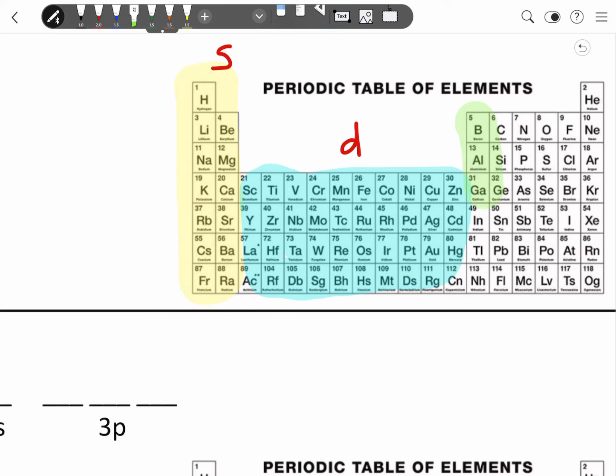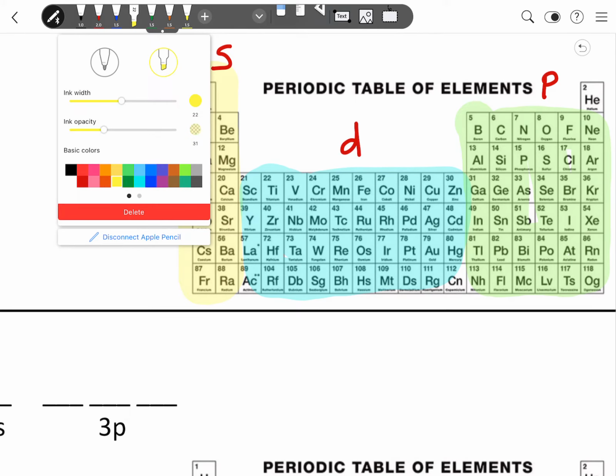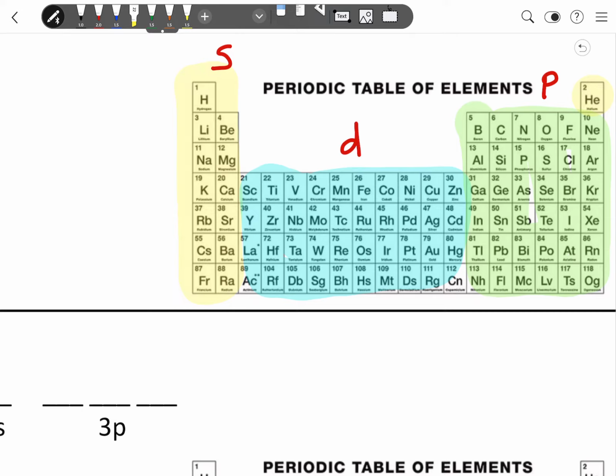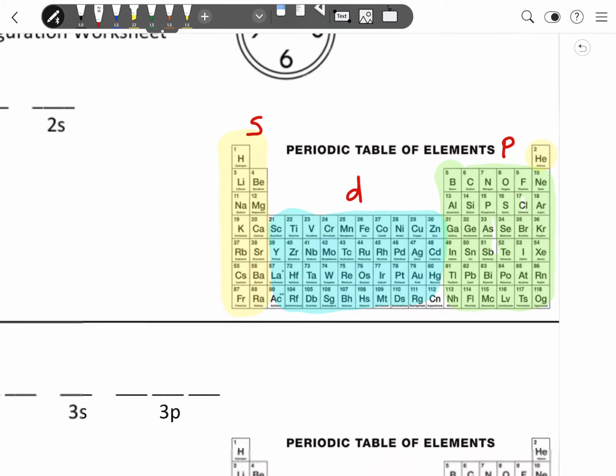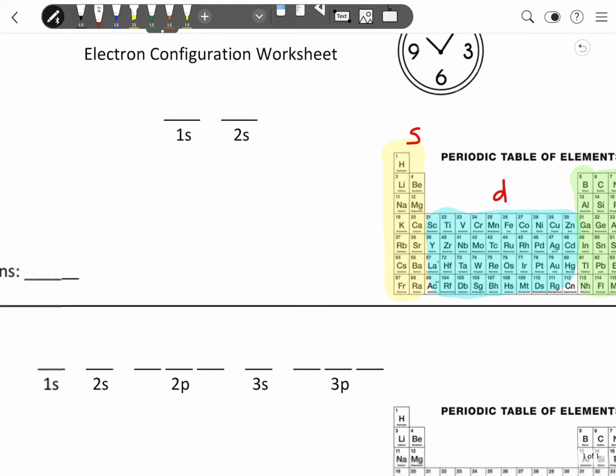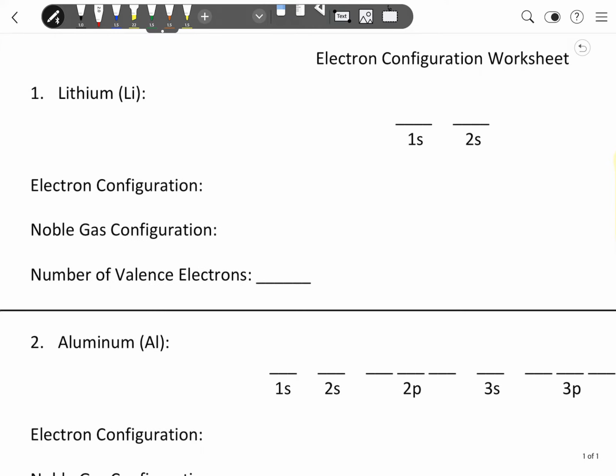So this right here, what is this called? P, right. And also remember that helium up here is also part of the S block. All right, so those are the 3 blocks we have. When we're doing an orbital diagram, these lines right here, each line is going to represent an orbital. Each orbital can hold 2 electrons.